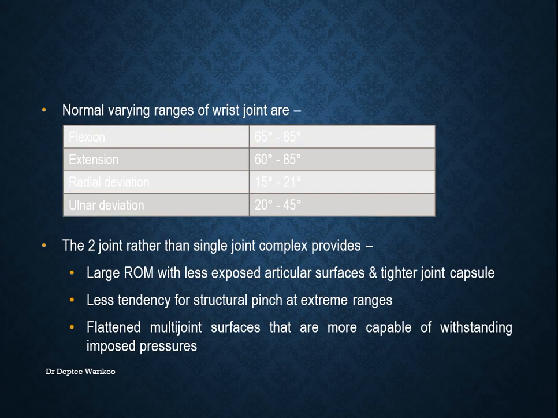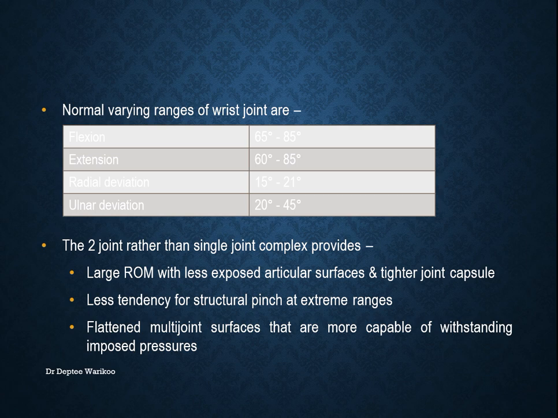So, if we discuss the normal varying ranges of the wrist joint, flexion could be around 60 to 85 degrees, extension could be around 60 to 85 degrees, radial deviation could be around 15 to 21 degrees, and ulnar deviation could be around 20 to 45 degrees.